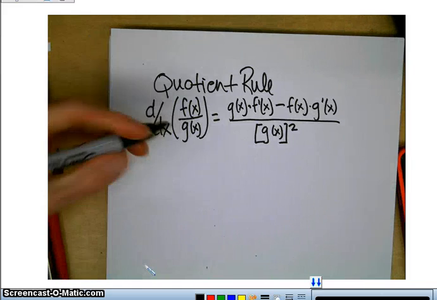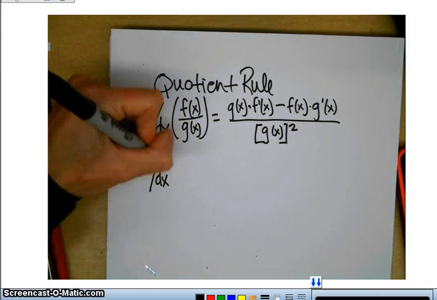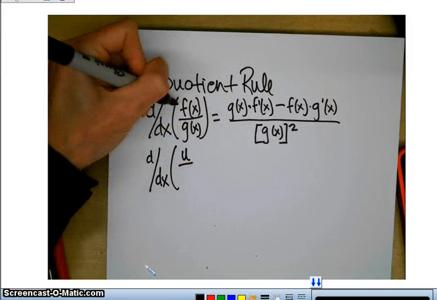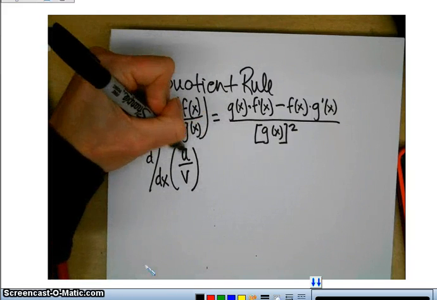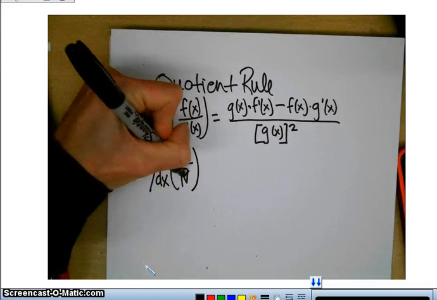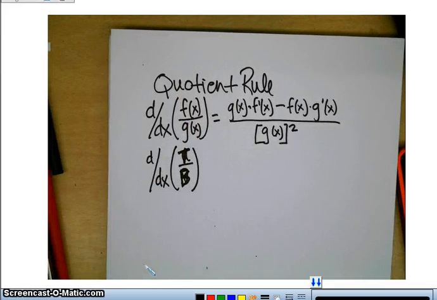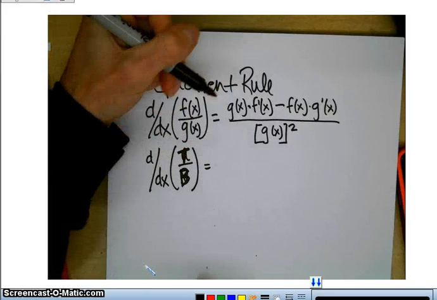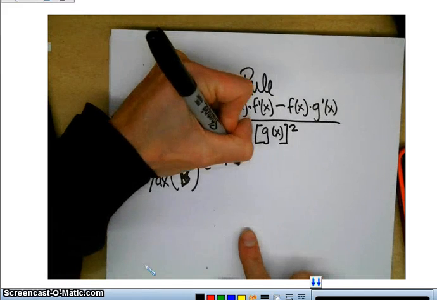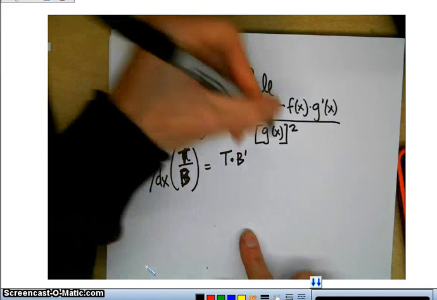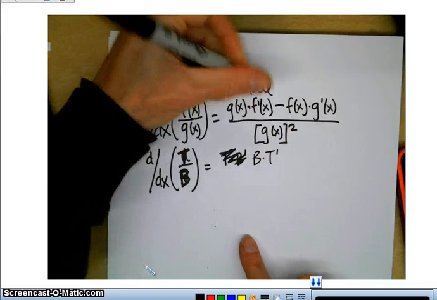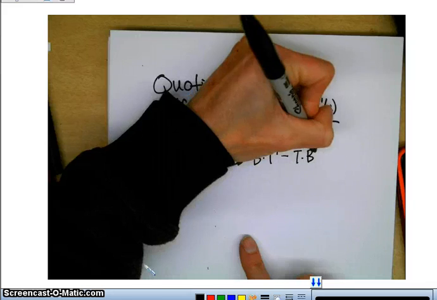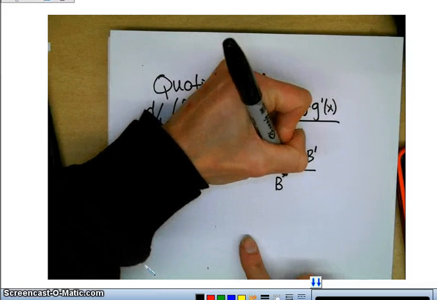So you could rewrite this using u's and v's too. So you could let the top function be u and the bottom function be v. I mean, probably an easier way would be to use t and b. Wouldn't that be nice and easy? T for the top function and b for the bottom function. So then you could say, well, it's top times the bottom prime. Sorry, that's wrong. It's bottom times the derivative of the top minus top times derivative of the bottom, divided by the bottom squared.